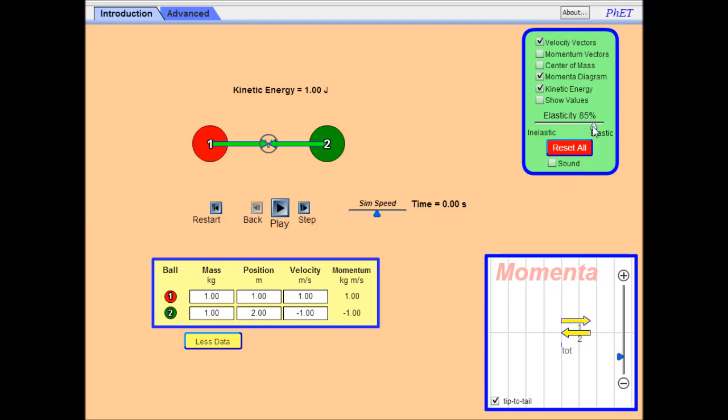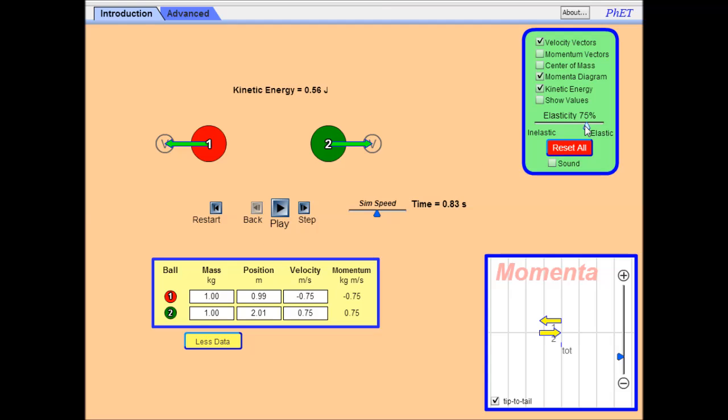Now if I start to change the elasticity, let's say that these aren't perfectly elastic, they're going to bounce off each other. Again, the momentum diagram is showing that the total momentum is still 0. We go ahead and let these things hit. We can see that first off we lost some kinetic energy, but we still have 0 total momentum. Each of the objects has less momentum than they had beforehand, but they still add to 0. So momentum is always conserved. Kinetic energy is not always conserved.